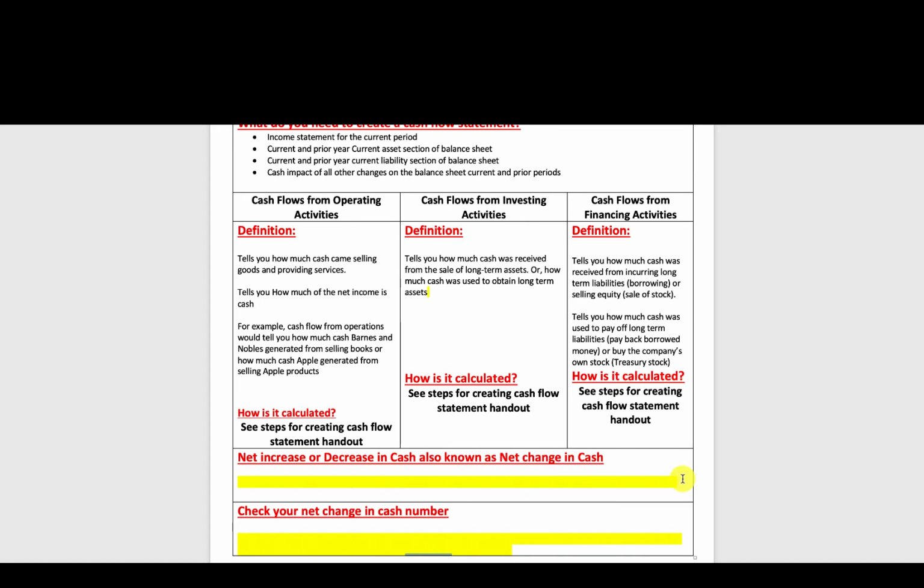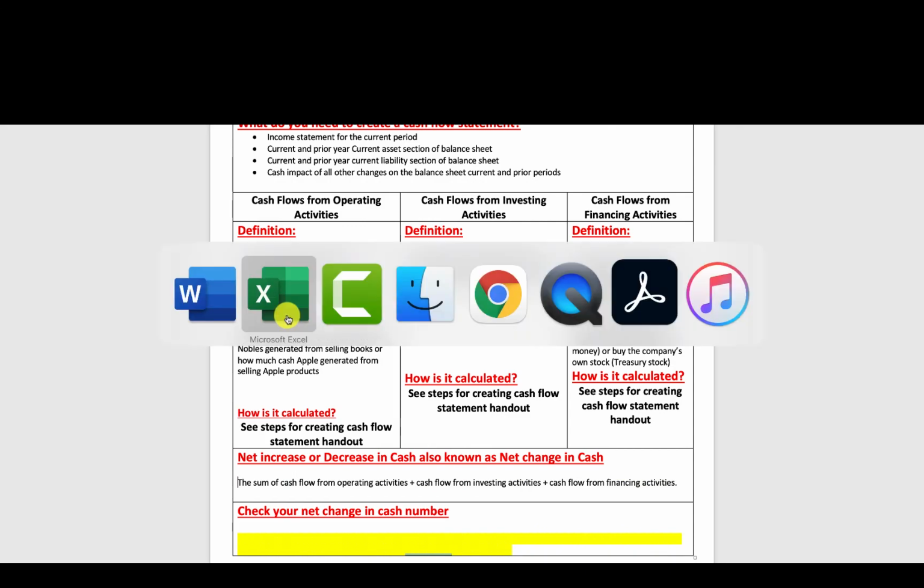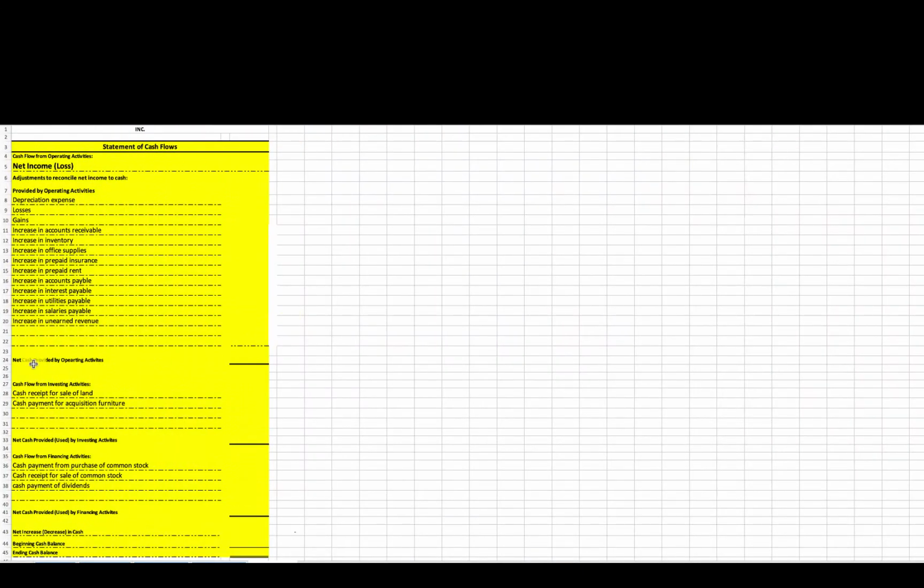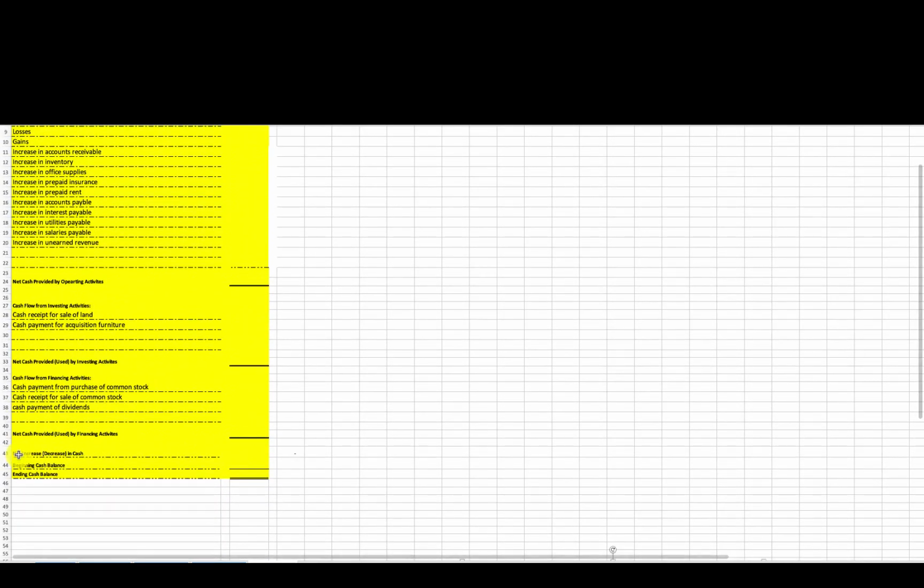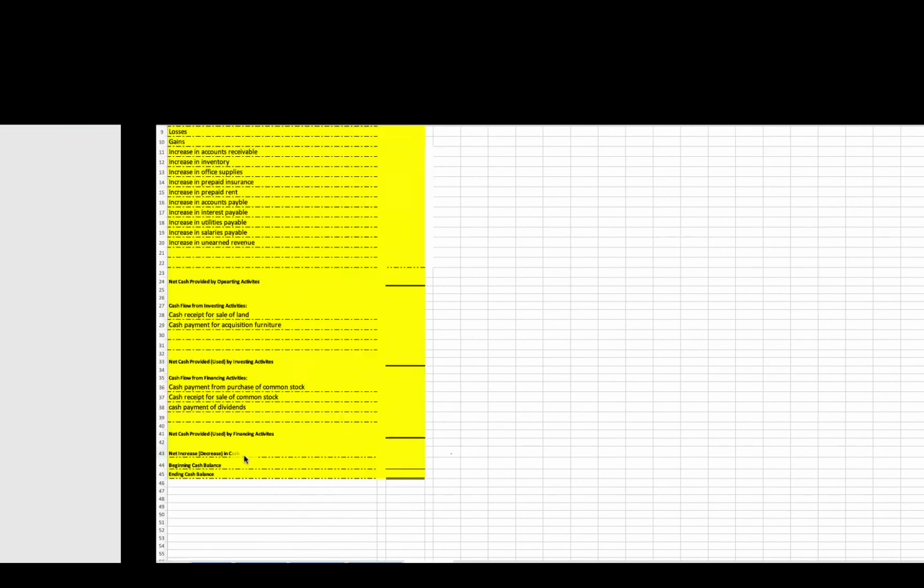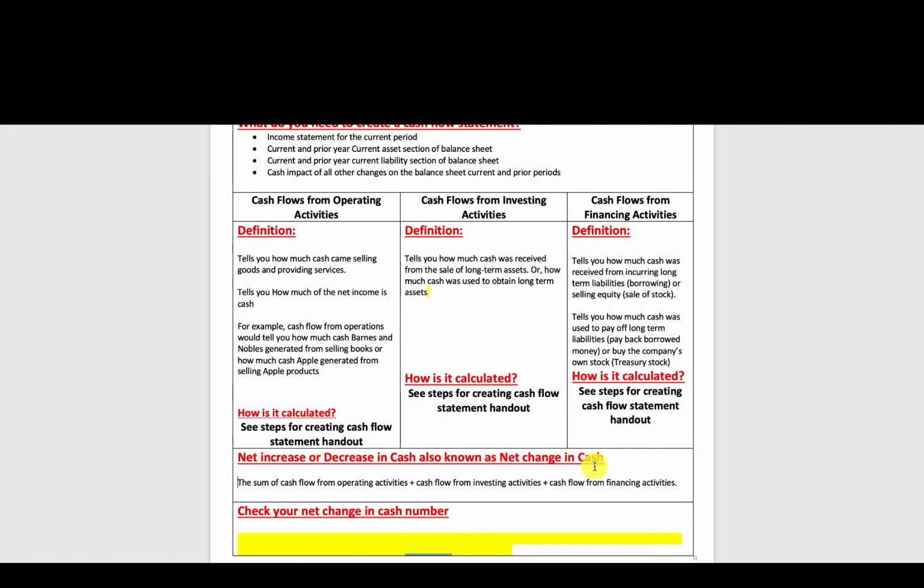The section below on the cash flow statement is the net increase or decrease in cash, and I'll show you what that looks like. After you calculate operating activities, investing activities, and financing activities, you have this section at the bottom, which is the net increase or decrease in cash. And how do we get that? Well, it's basically the sum of the cash flow from operating, investing, and financing activities. You'll have one number for operating, one for investing, one for financing. You add these three together, and that is the net increase or decrease in cash, or what we call the net change in cash.